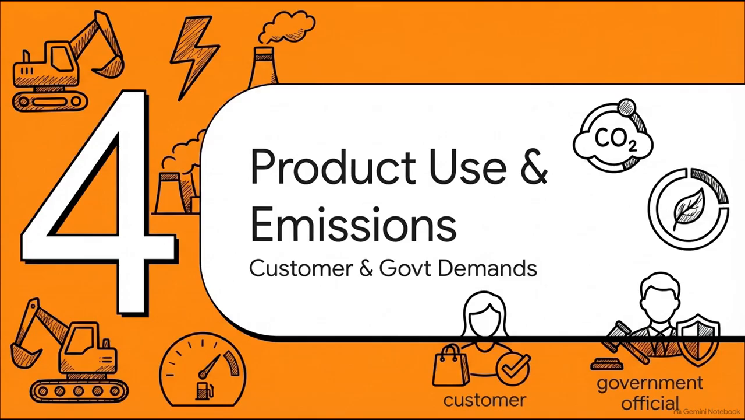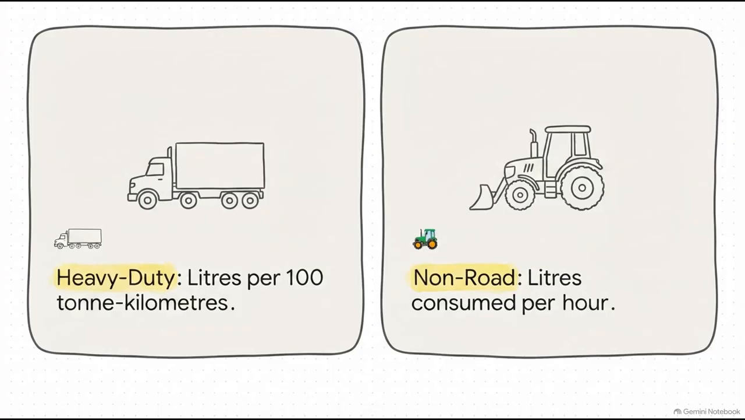Section 4. Product Use and Emissions. Once the machinery finally leaves the factory floor, it enters the use phase. This is where intense customer demand for efficiency, combined with strict government emission standards, really drives the need for innovation. But we have to adapt our measurements depending on the machine's actual job.